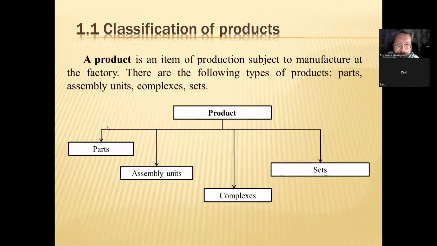Parts, assembly units, complexes, and sets. One more time, there are the following types of products: parts, assembly units, complexes, and sets.